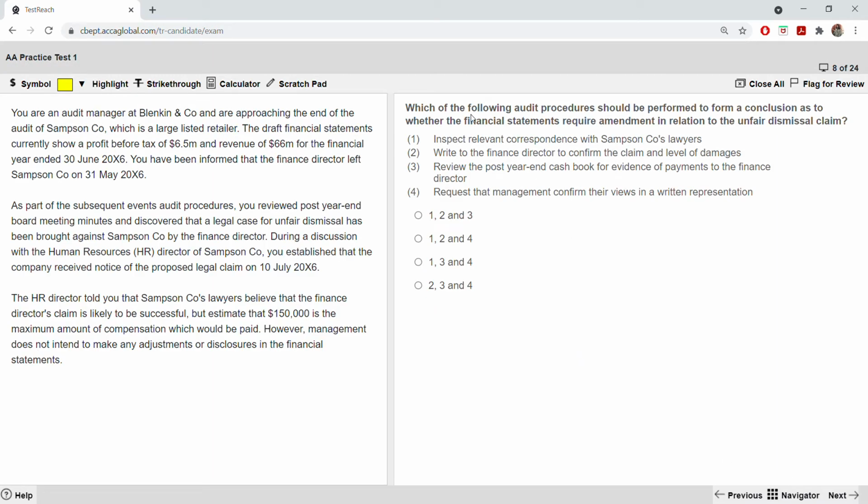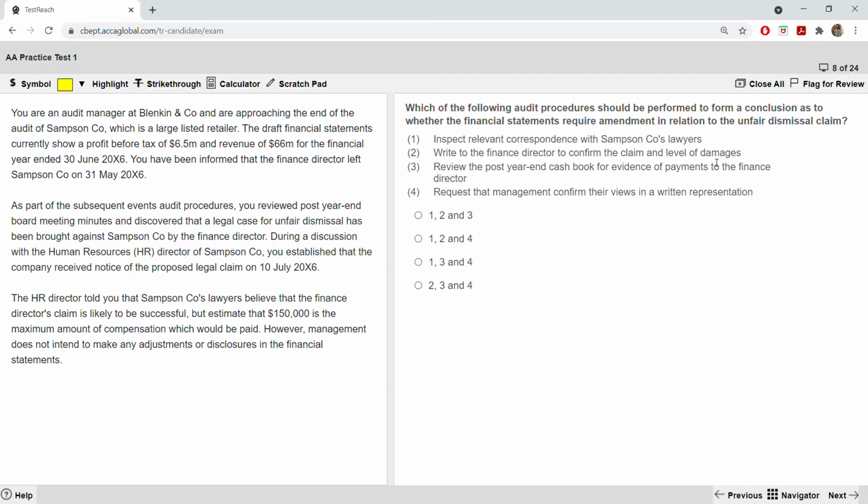Which of the following audit procedures should be performed to form a conclusion as to whether the financial statements require amendment in relation to the unfair dismissal claim? You can see lots of questions are being asked on audit procedures alone, so you know how important audit procedures are. Let us read. One, inspect the relevant correspondence with Samsung's lawyer. Yes, you would check with the lawyer. Two, write to the finance director to confirm the claim and the level of damages.